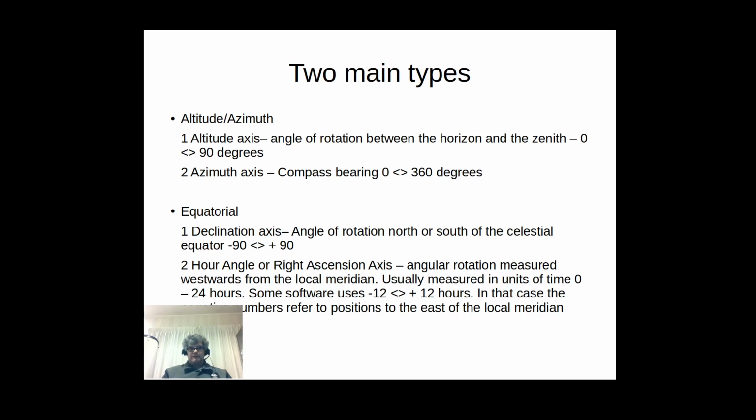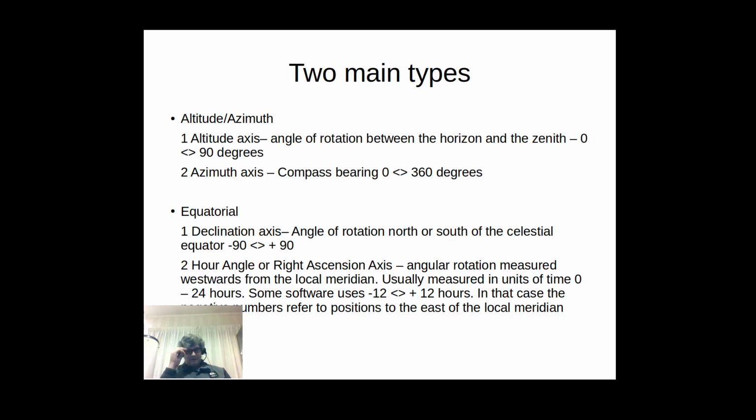The equatorial mount also has two axes. The declination axis is basically rotating through the angle north and south of the celestial equator. So if you're pointing north of the celestial equator, you've got a positive angle. If you're pointing south of the equator, it's negative. So objects like, say, 47 Tucanae, which is about declination minus 72, that directly translates to the equatorial declination axis.